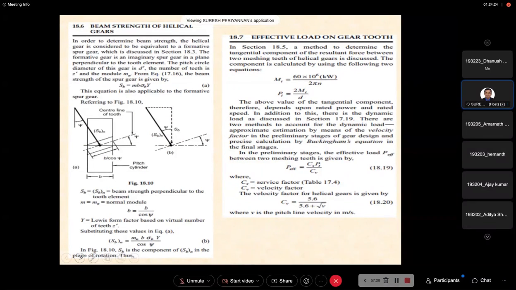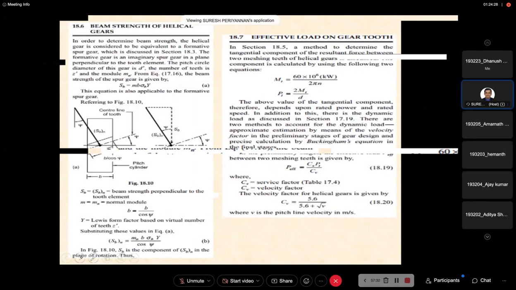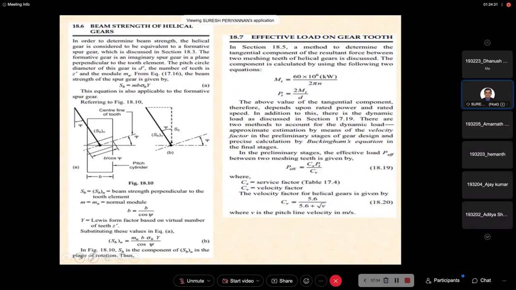This is exactly similar to what we followed in the spur gear. The same concept we are going to follow here. The only thing is that the beam strength of the helical gear is considered equivalent to the formative spur gear, whatever we discussed earlier. Now, what are the different things we are going to understand? Those things we are going to discuss now.